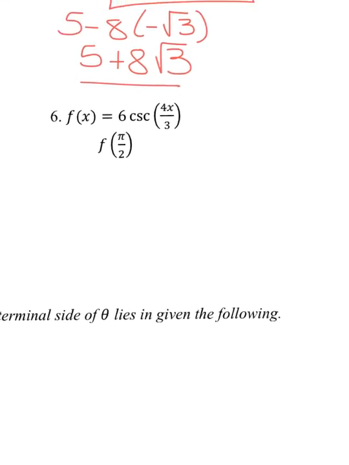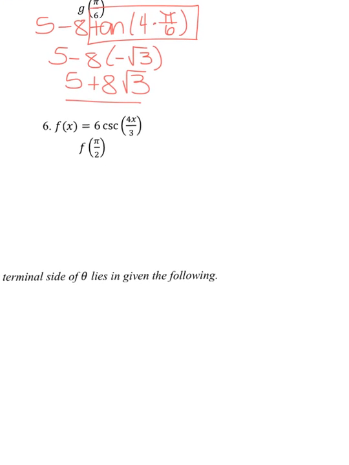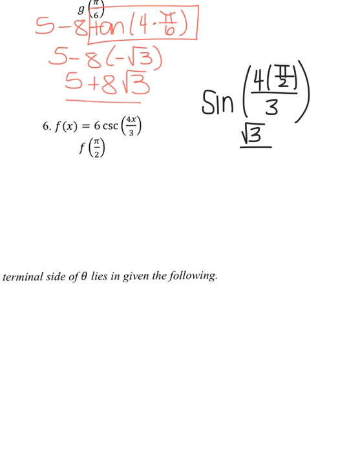6 times the cosecant of 4x over 3. So again, you can't type the cosecant in, but you can type the sine in. So you would do sine of 4 times pi over 2 over 3 into the calculator. That would give you 0.8660, which is the square root of 3 over 2.